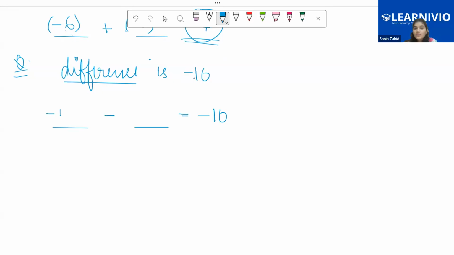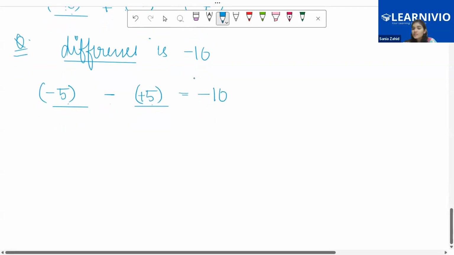Okay, if I write -5 and +5, what do I have? It is -5 and then subtract. 5 subtracted from -5 will give you -10. Yes, that's correct.